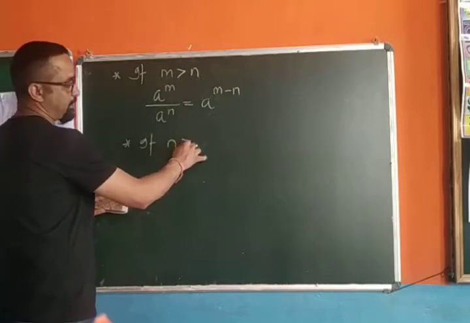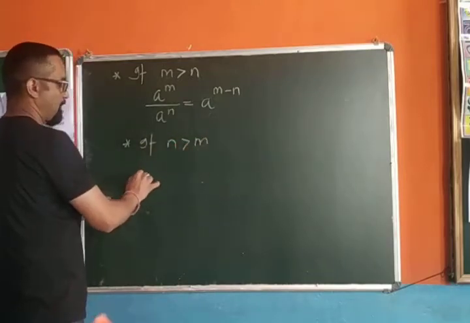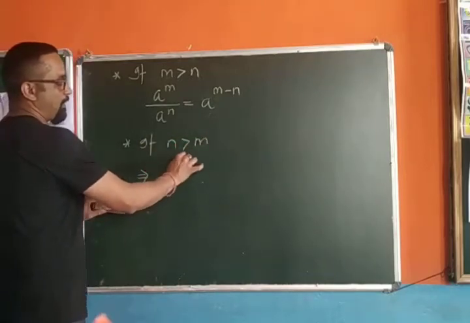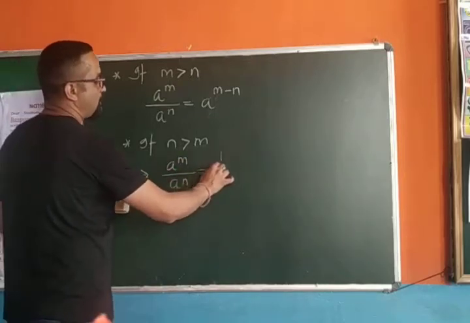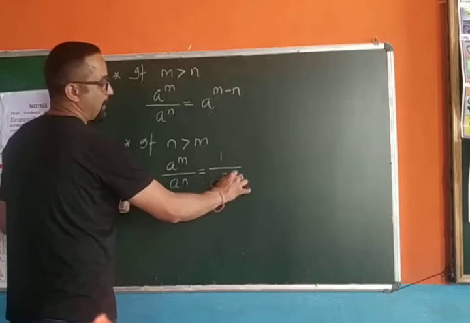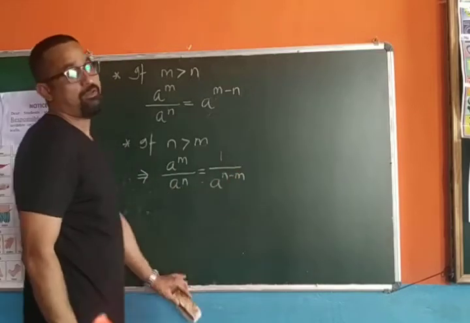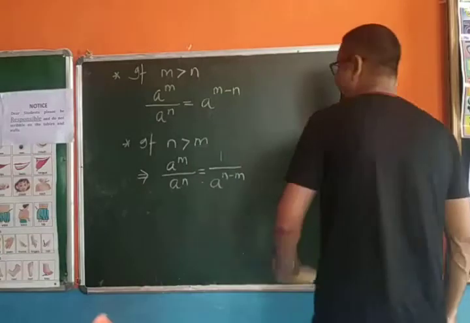Second one, if n is greater than m, a to the power of m divided by a to the power of n can be written as 1 divided by a to the power of n minus m. Look at the application of the second formula.